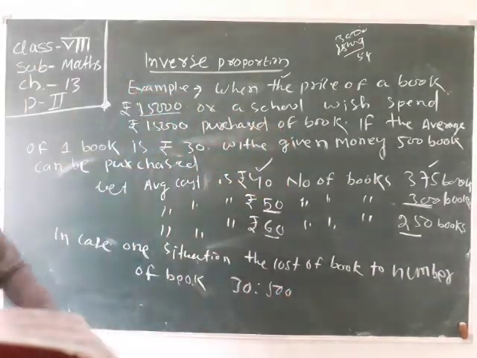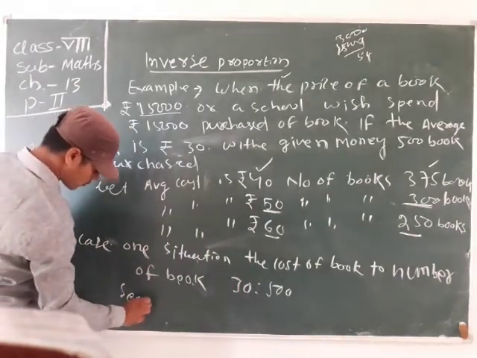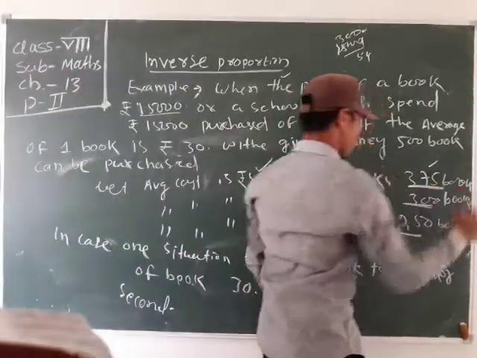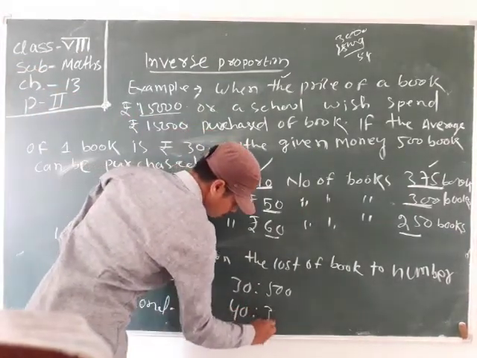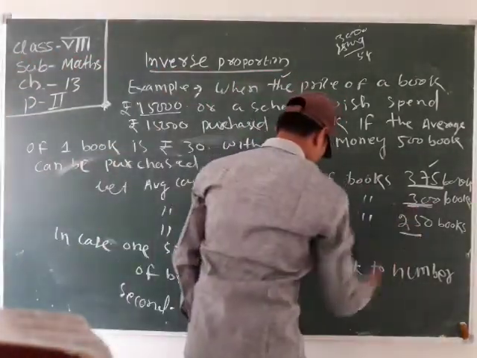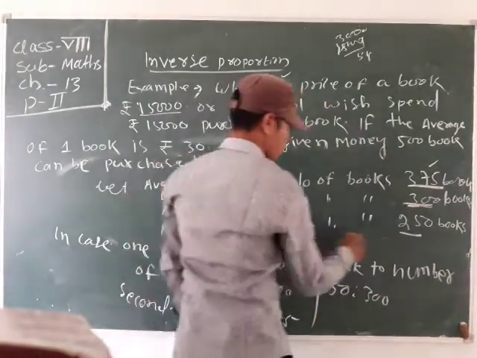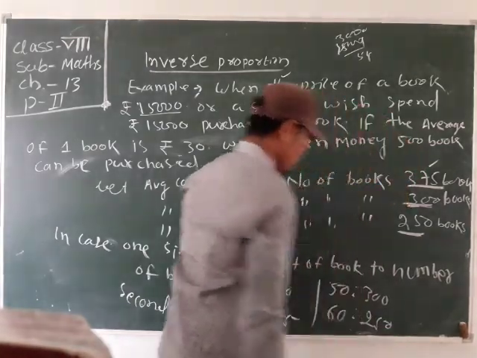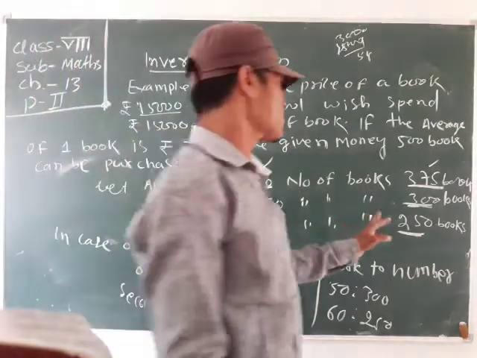In the second case, 40 is to 375. In the third situation, 50 is to 300. In the fourth situation, 60 is to 250. Then the product of the two terms of each ratio is 15,000.